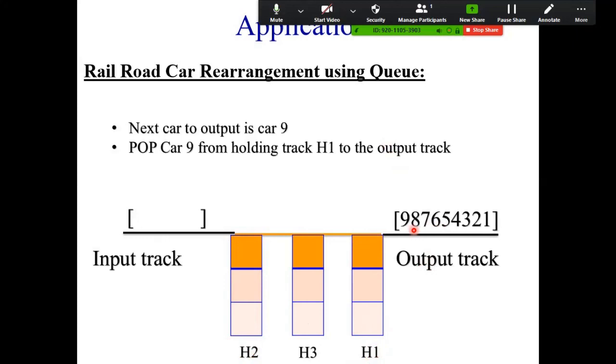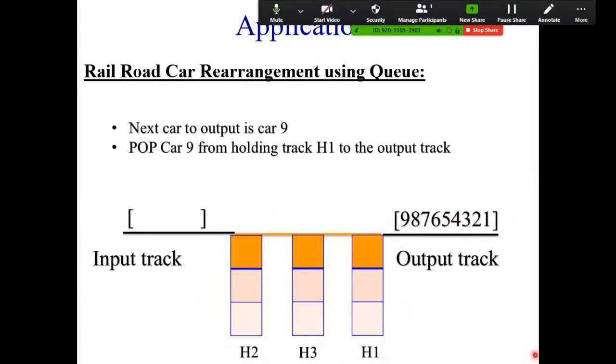This is how the railroad car rearrangement problem works. This is how we've taken all the cars from the input track to the output track with the help of holding tracks. Here the holding tracks act as what? Queues. So this is how we are able to push all the cars which are standing in an input track in a random way, and then take them out in sequential order using holding tracks.